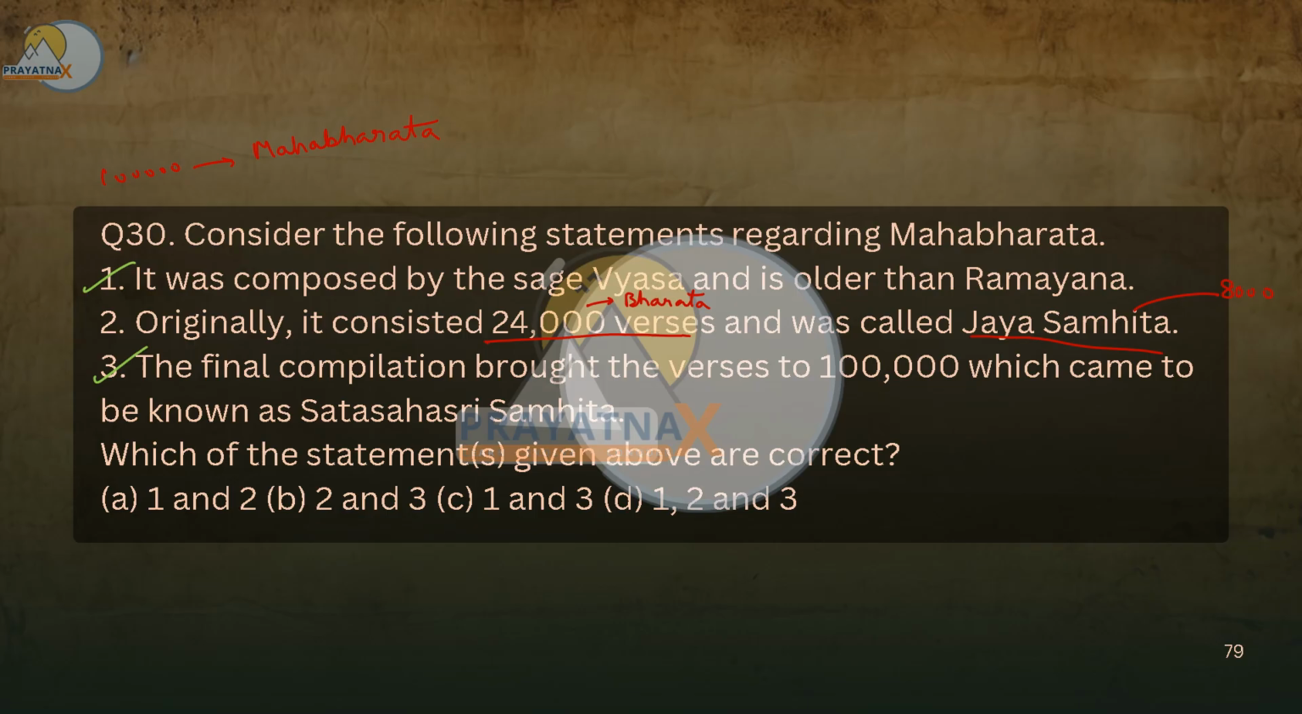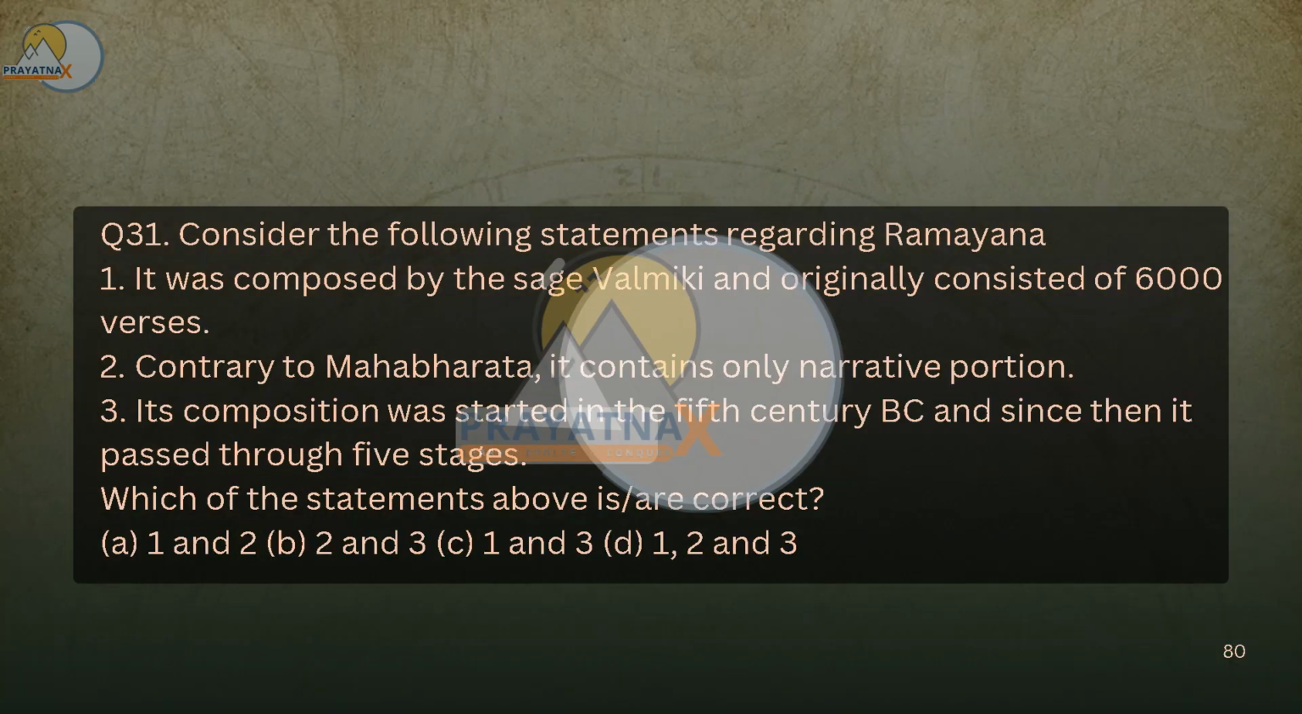So thus the correct answer for this question number 30 would be option number C. Just the statements 1 and 3 are correct. Moving on to the next question. Consider the following statements regarding Ramayana. Number 1: It was composed by the sage Valmiki and originally consisted of 6,000 verses. Number 2: Contrary to Mahabharata, it contains only narrative portion. Number 3: Its composition was started in the 5th century BC, and since then it has passed through 5 stages.